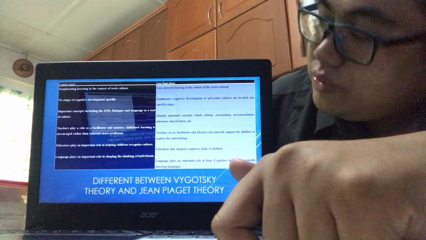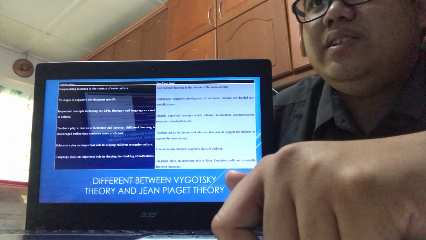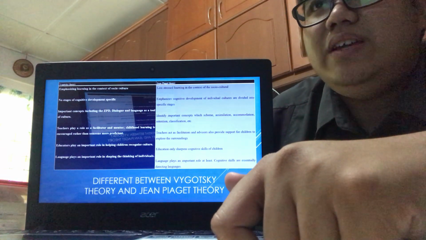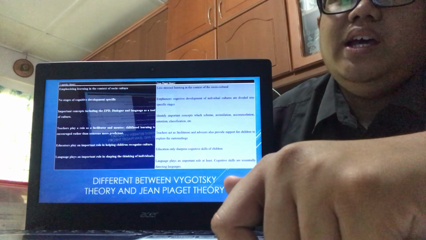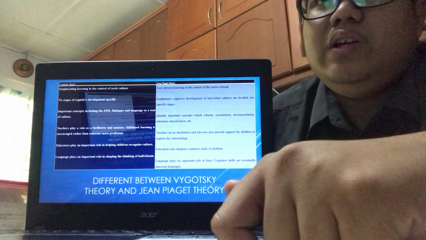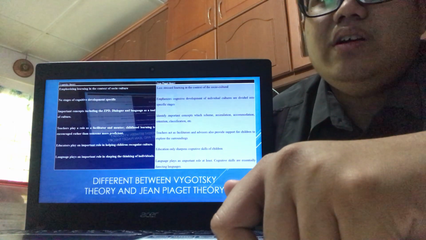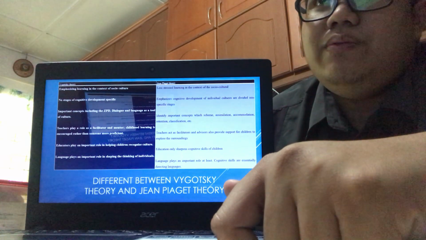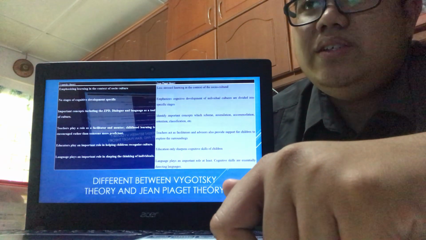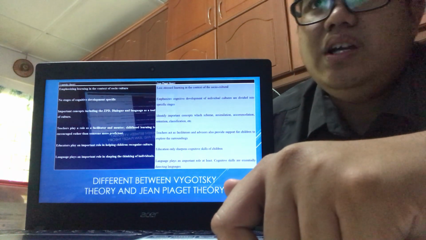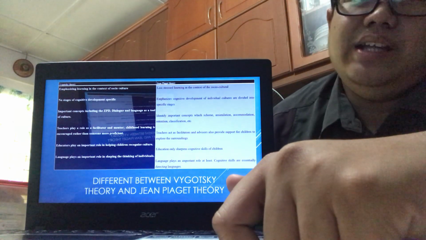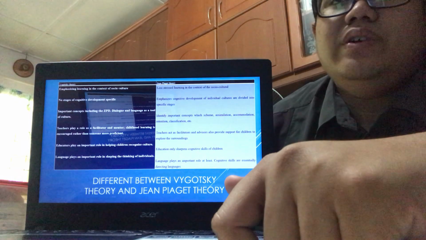Okay, now we go to Jean Piaget. He emphasizes the cognitive development of the individual, divided into specific stages. And then the third one, important concepts for Vygotsky include ZPD, dialogue and language as a tool of culture. For Jean Piaget, the important concepts are scheme, assimilation, accommodation, classification. Okay, teacher plays a role for Vygotsky.